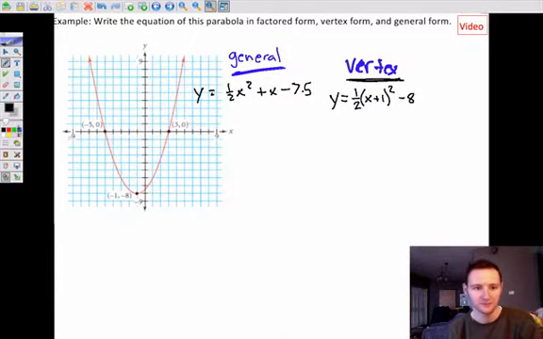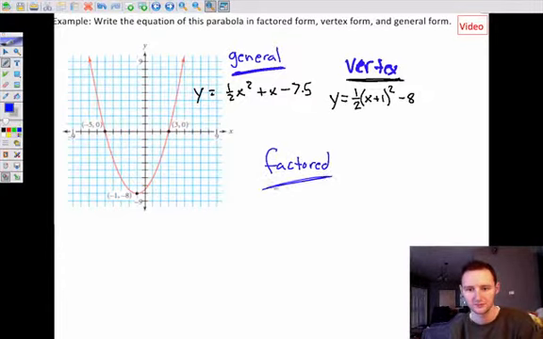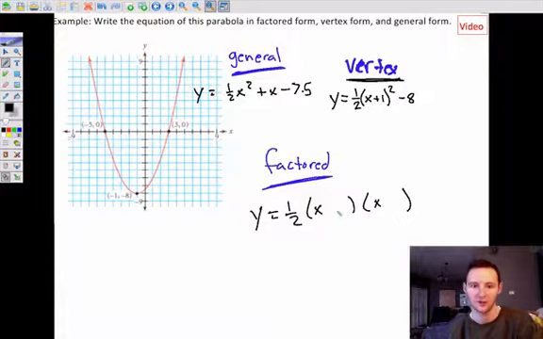The factored form. The factored form we just get from scale factor, x something, x something. We already know the scale factor is a half. These parts are very, very easy to fill in. They come exactly from the x-intercepts, or the roots or the zeros if you want to call them that. And it doesn't matter which one goes where. So we can put this 3 in this spot.